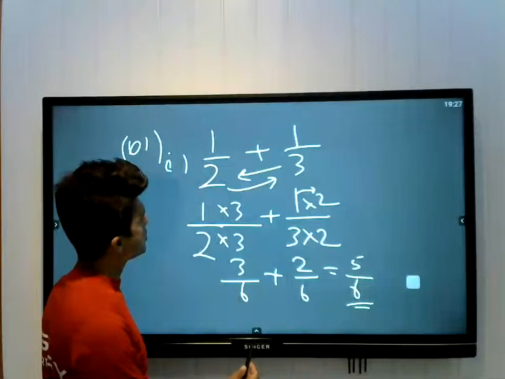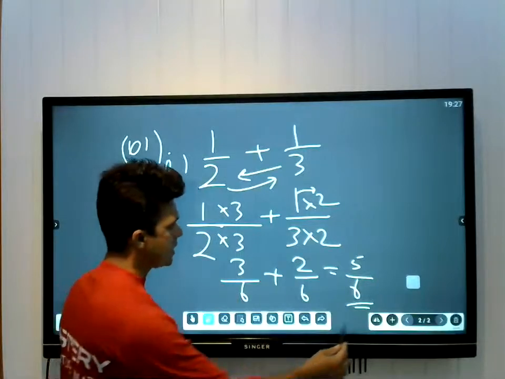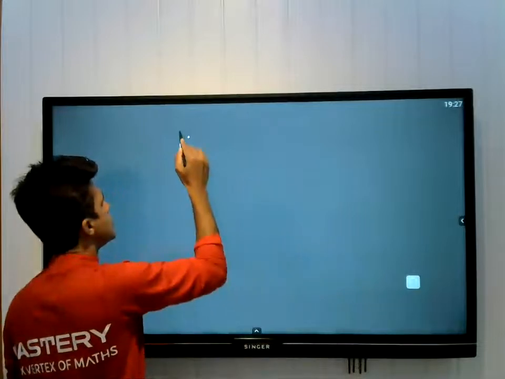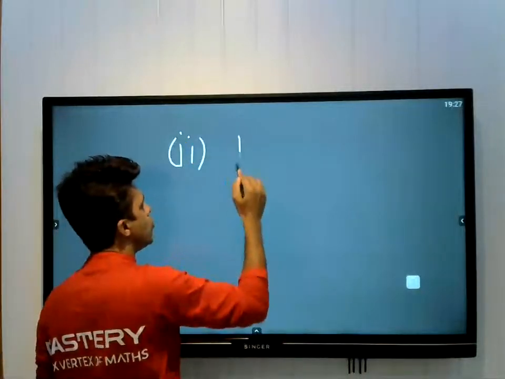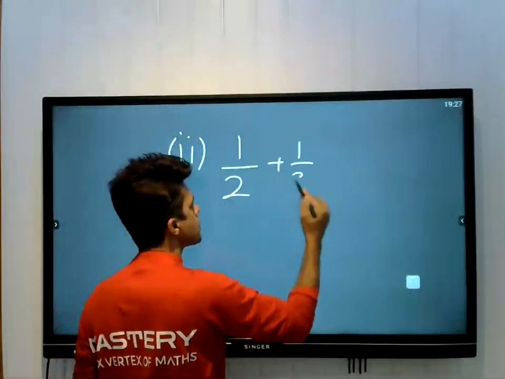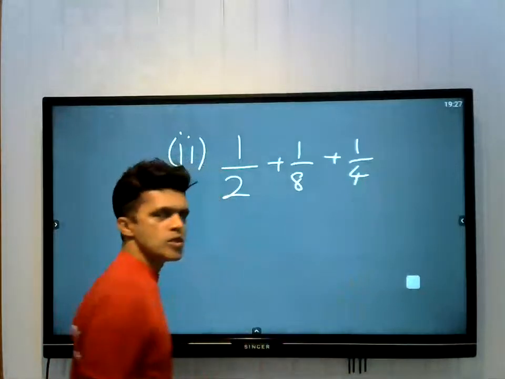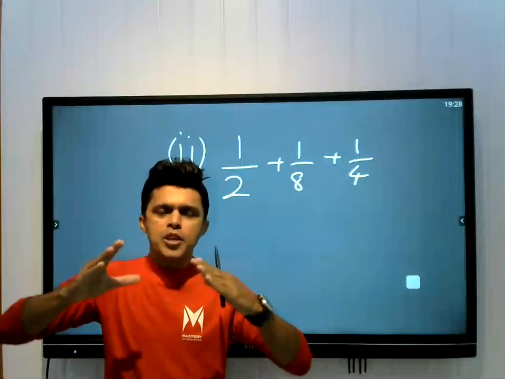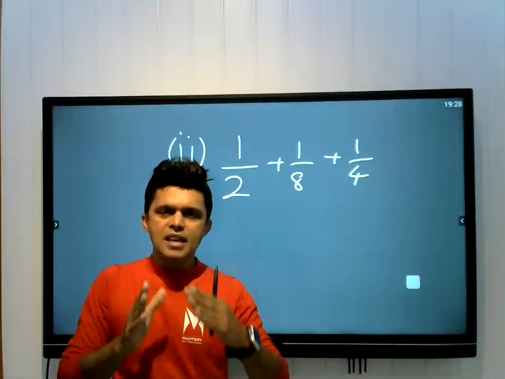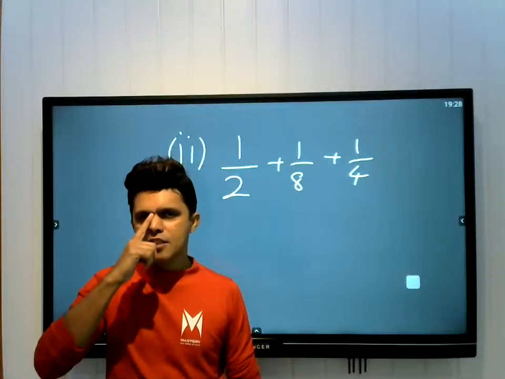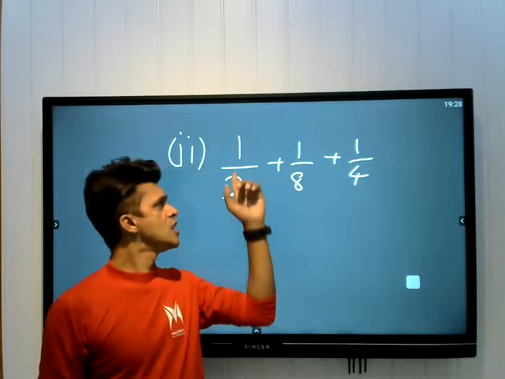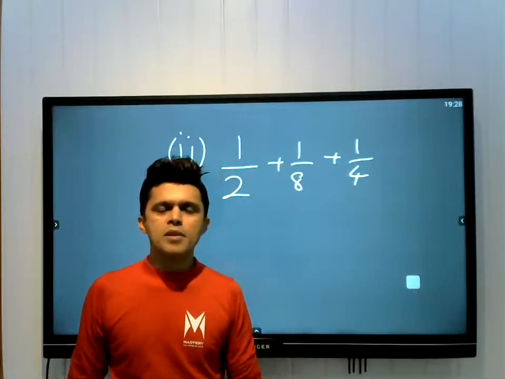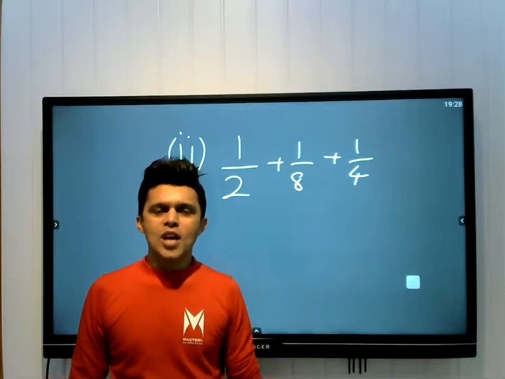The second question is this one: 1 over 2 plus 1 over 8 plus 1 over 4. How can you do this type of question? This can also be done. You need to make these denominators equal. Here you could see 2 in the denominator of the first fraction, 8 here, and 4 here. So you need to make these denominators equal. How can you do that?